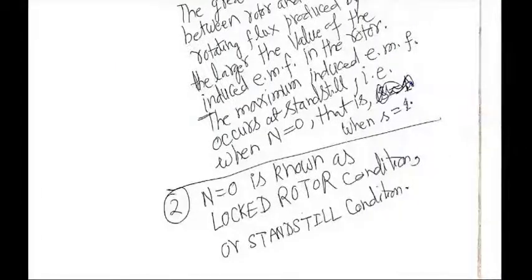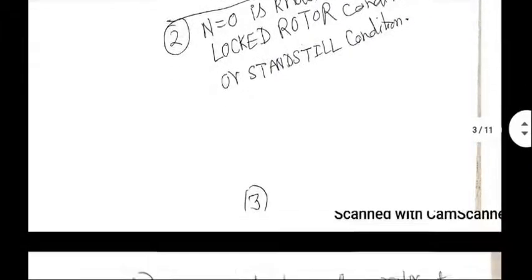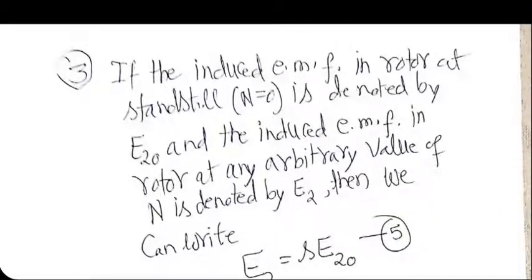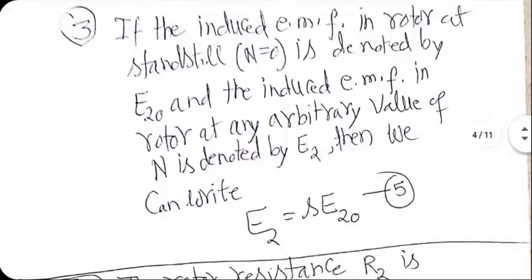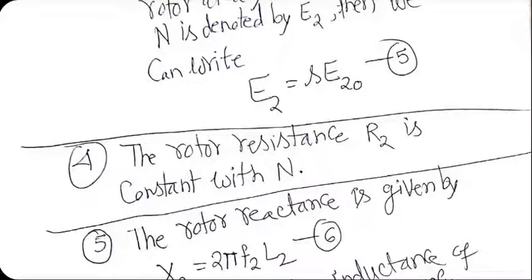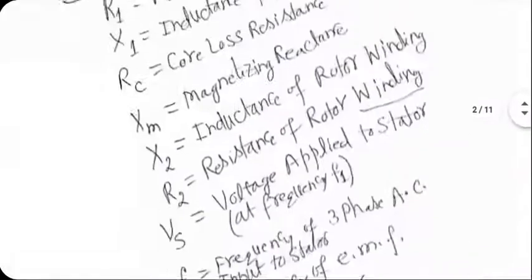N equal to 0 is known as locked rotor or standstill rotor. I think we have used these words for other motors also. If the induced EMF in rotor at standstill is denoted by E2 naught and the induced EMF in rotor at any arbitrary value of n is denoted by E2, then the formula is this, which is already written in the equivalent circuit. The rotor resistance R2 is constant with n, that's for sure. Resistance doesn't change with frequency.